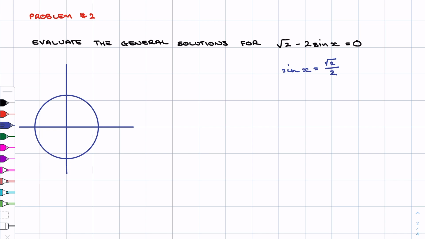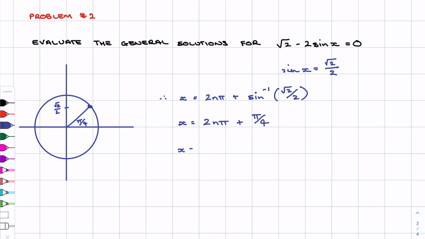Okay, root 2 on 2 is going to be located on our y-axis. I know from my exact values that that's going to be equal to pi on 4. So therefore, I'm going to say x equals 2n pi plus sine inverse root 2 on 2, so x equals 2n pi plus pi on 4.